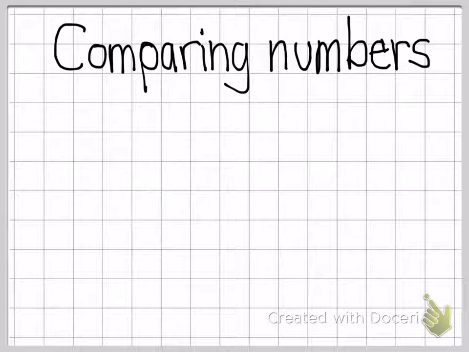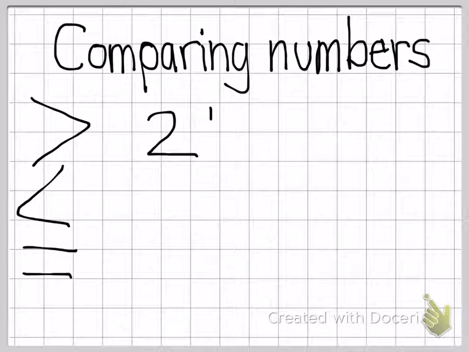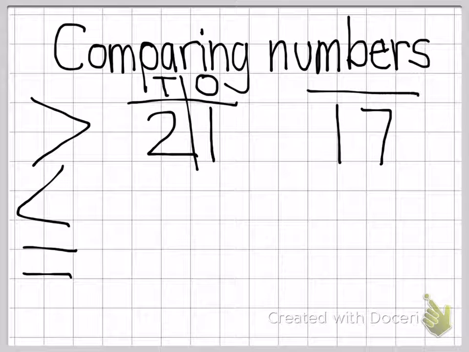How can we compare numbers? We have used the symbols greater than, less than, or equal to help us compare two-digit and one-digit numbers. We have also used place value blocks to help us compare. For example, when comparing the numbers 21 and 17, we can show our tens and our ones to help us compare.